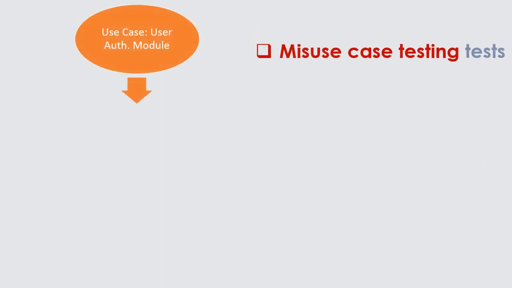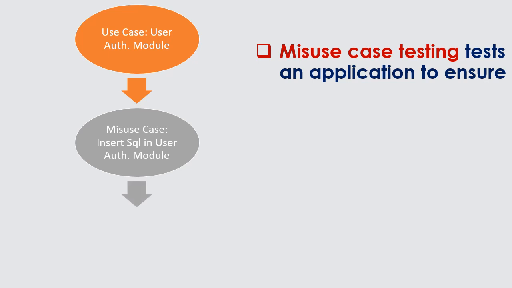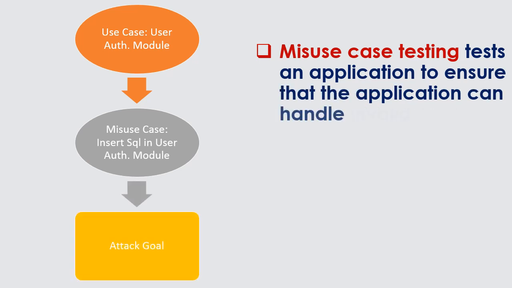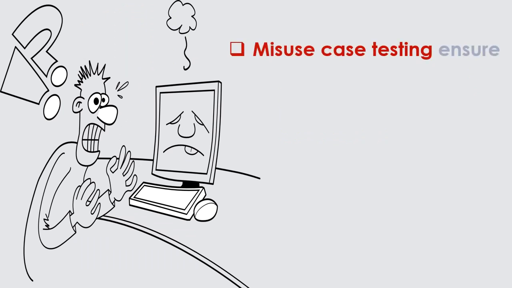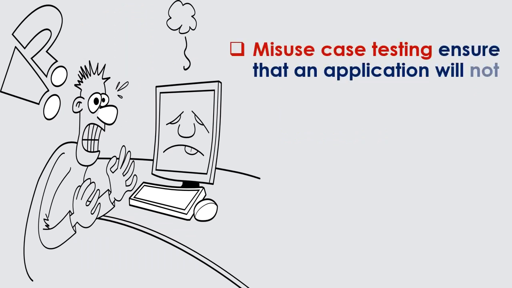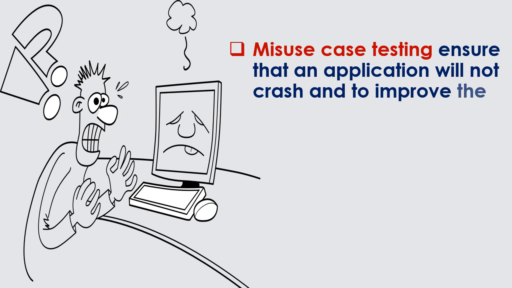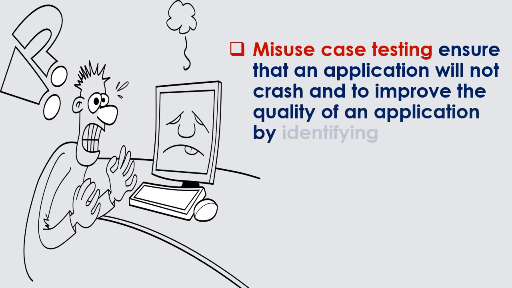Misuse case testing tests an application to ensure that the application can handle invalid input or unexpected behavior. Misuse case testing ensures that an application will not crash and improves the quality of an application by identifying its weak points. When misuse case testing is performed, organizations should expect to find issues.